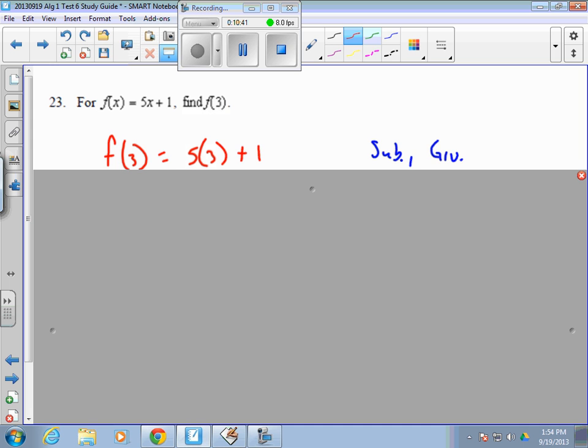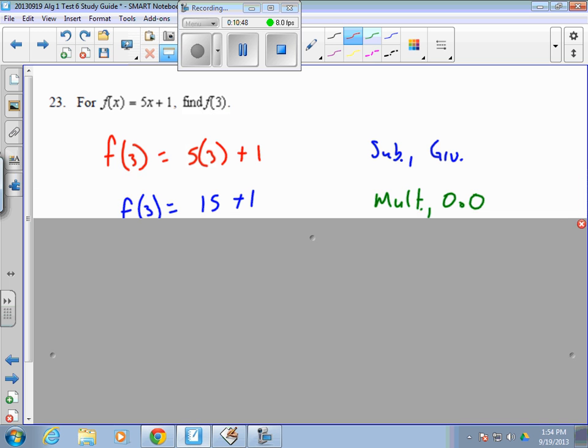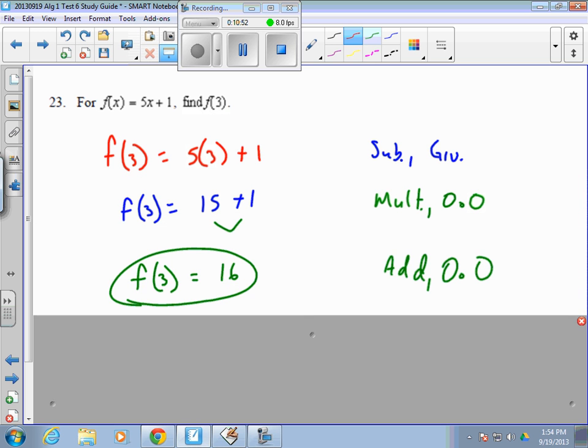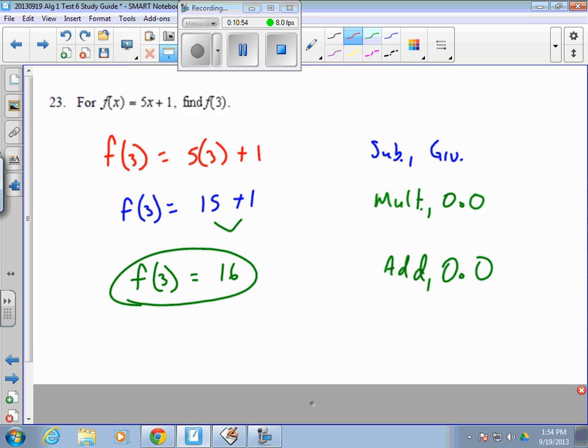For f of x equals 5x plus 1, find f of 3. So in place of x, we're plugging in 3. So we have 5 times 3 plus 1. That's just substituting in given values. 5 times 3 is 15 plus 1. That's just multiplying. And then 15 plus 1 is 16. So f of 3 is equal to 16. You don't divide by 3 or anything like that. Some of y'all are doing that. You don't do that. F of 3 equals 16.